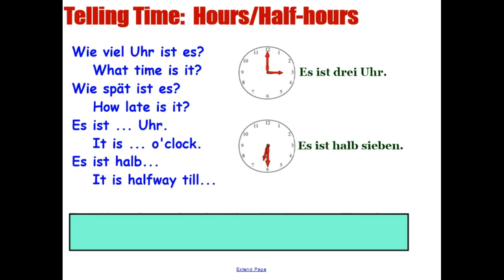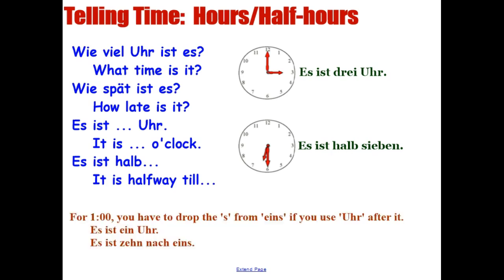There is one important note with telling time. For 1 o'clock, you have to drop the S from eins if you use Uhr after it, as in Es ist 1 Uhr or Es ist 10 nach 1. The S stays if there is no Uhr.